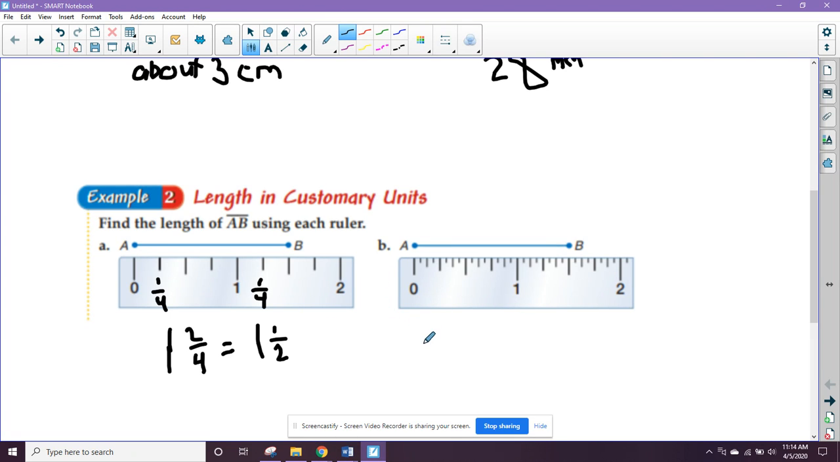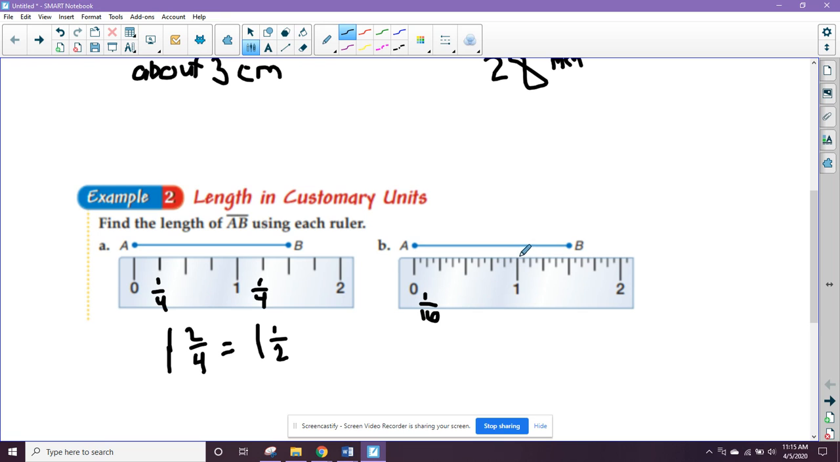Now B, how many tick marks do we have between 0 and 1? 4, 8, 12, 16. So if you count all in between, there's 16 in between each unit here. So each one is going to be 1/16. I can't write that small up next to it, so just put 1/16 down here for each tick mark.